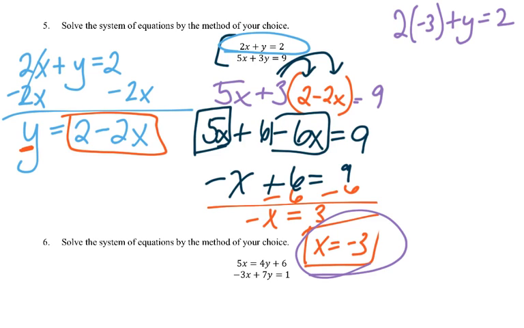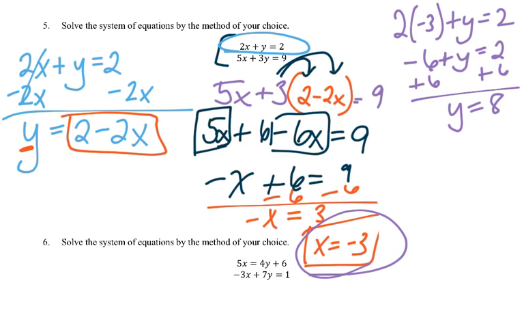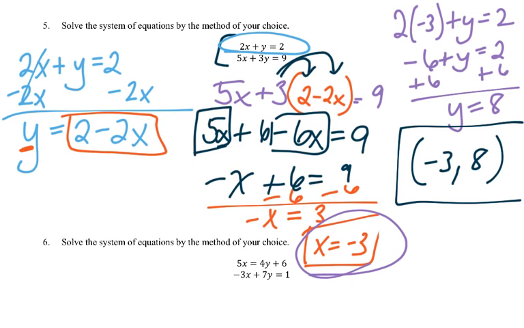Remember, solving a system of equations means that we're looking for a coordinate pair that satisfies both equations. We need an x-coordinate and a y-coordinate when we're dealing with two variables. So now I have negative 6 plus y equals 2. Add 6 to both sides, and I get y equals 8. So my coordinate pair is negative 3, 8. That is the solution to the system of equations.